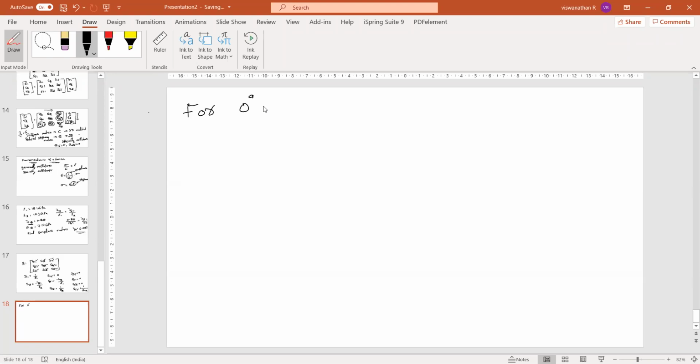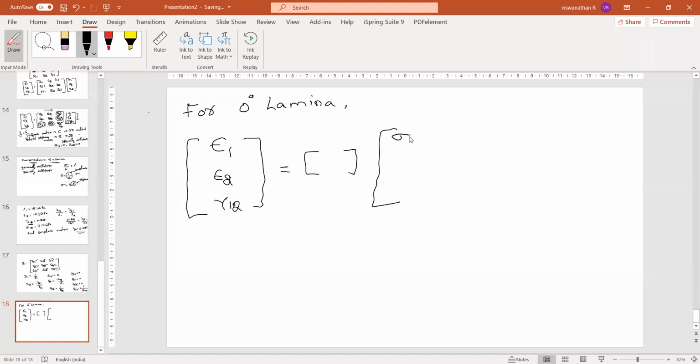For 0-degree lamina, what you have is epsilon 1, epsilon 2, and gamma 1 2 is equal to some matrix multiplied by sigma 1, sigma 2, and tau 1 2. What is this?